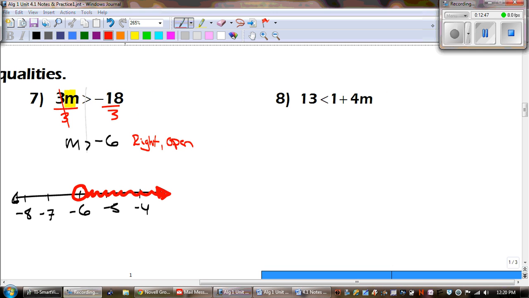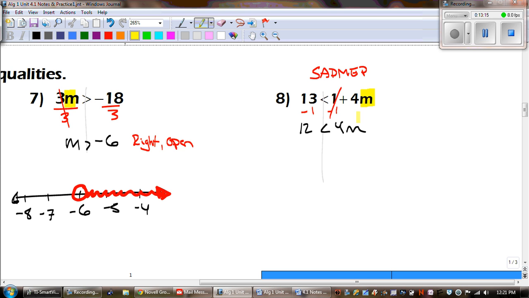All right, number 8. Okay, so let's start by drawing the line down the middle. Okay, so we're going to solve for m, following the rules of, that's right, SADMAP. So first thing we need to do is get rid of addition or subtraction. We have a +1 right there, so I need to subtract 1 from both sides. 13 minus 1 is 12, so we have 12 is less than 4m.